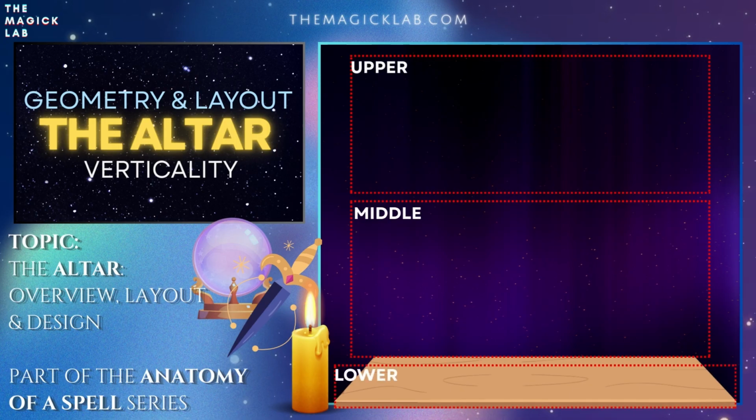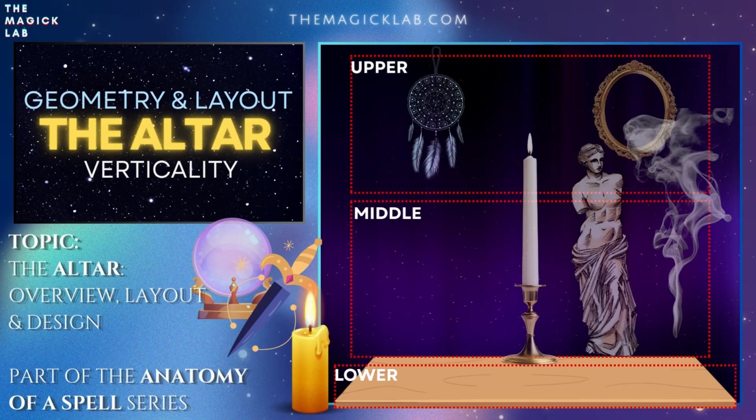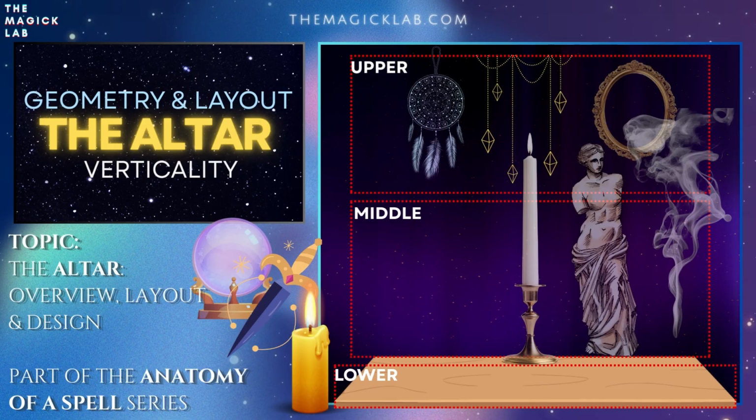So when you're thinking of your workspace as having these three levels, the upper level would be anything that reaches most upward. That would be tall candles, incense smoke, maybe raised statues, or any items that are hanging from the ceiling. You can think of these items as connecting to the higher realm, which would represent guidance, blessing, inspiration, and anything that you're calling down into the work.